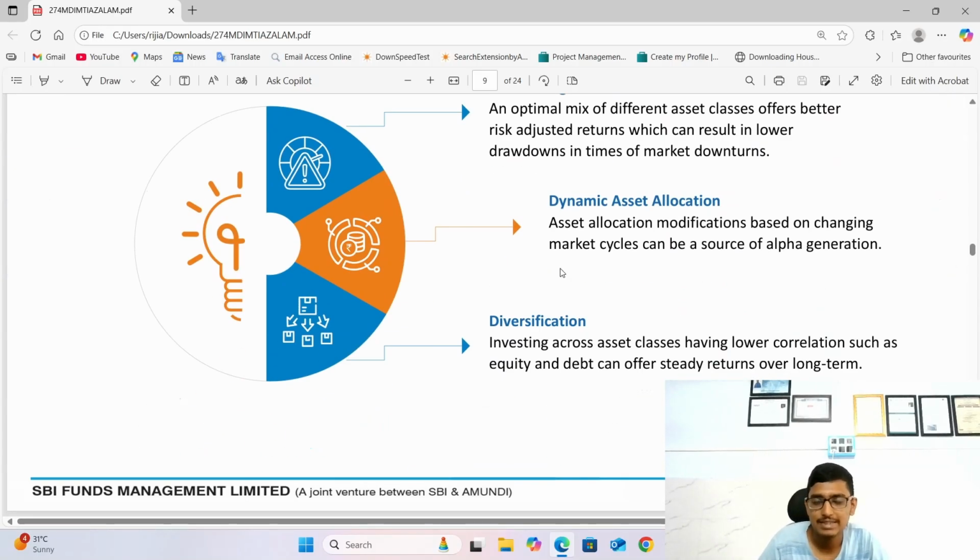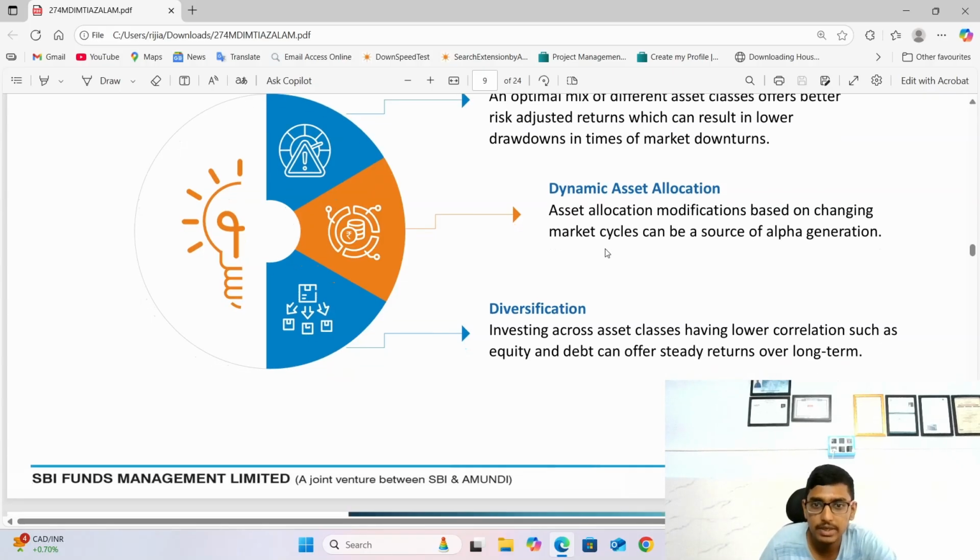Next point, dynamic asset allocation. Asset allocation modifications based on changing market cycles can be a source of alpha generation. So if we have a dynamic asset allocation in our portfolio, then we could get good returns compared to that time of the market cycle. And the next point, or the last point, is diversification. Investing across asset classes having lower correlations, such as equity and debt, can offer steady returns over a long period of time. If we talk about a long period of time, then we can get steady returns, not high, not low, but steady, and we would not be negative.